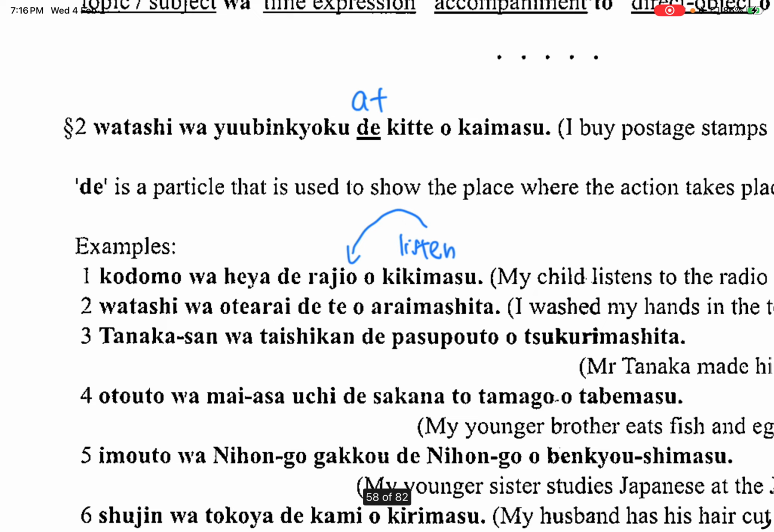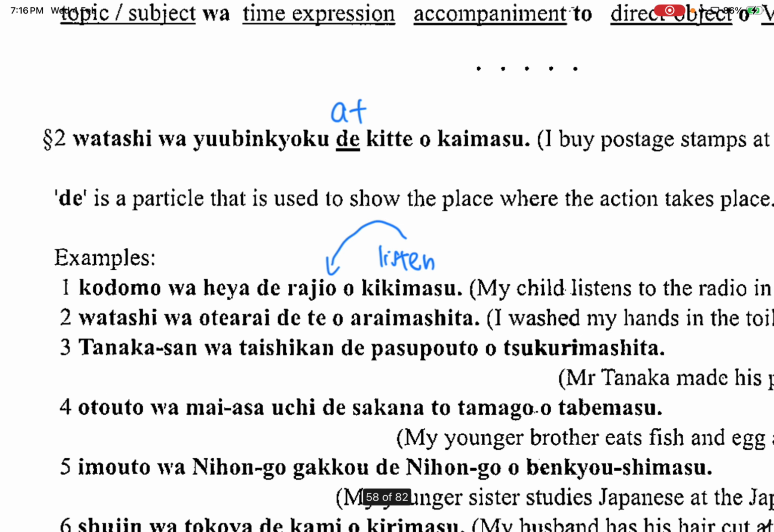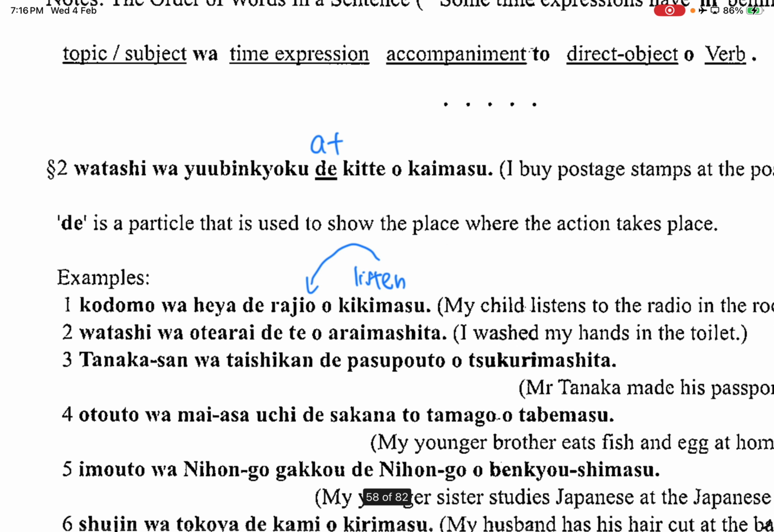Okay, and we move on to number 2. Previously, the de particle was by means of or method of, right? And in this case, over here, this de is another meaning by itself, right? It's a separate meaning. So in this case, the de here shows the place of action, right? So I want to buy stamps. Where do you buy stamps? At the post office. So how we say at post office? We say yubinkyoku de. Right? That means at the post office.